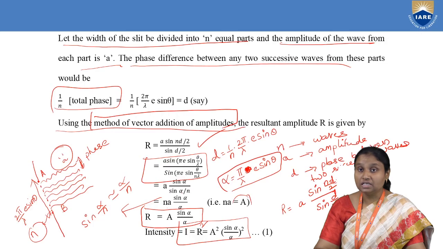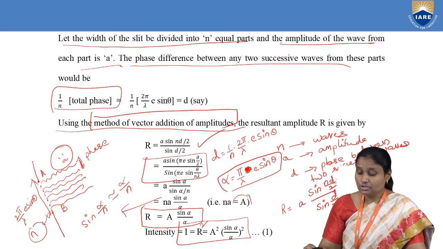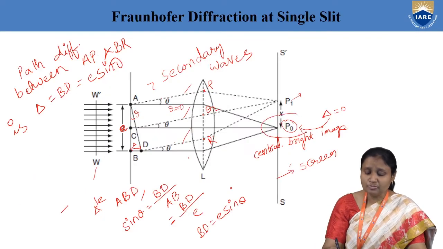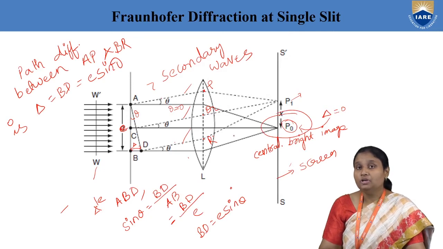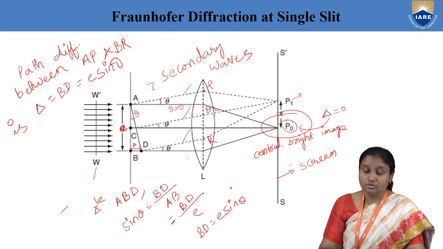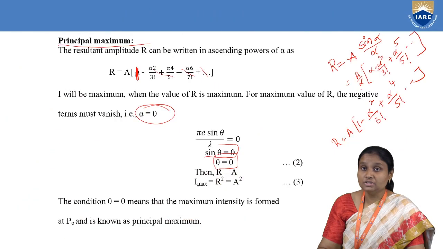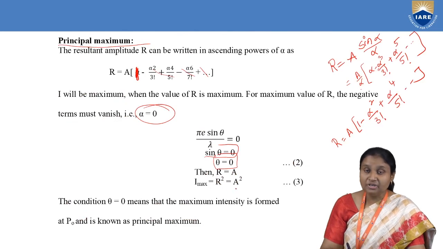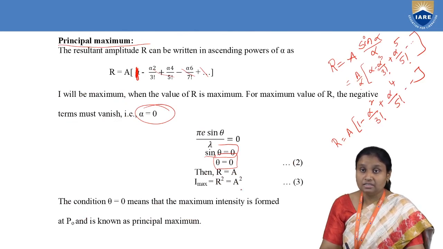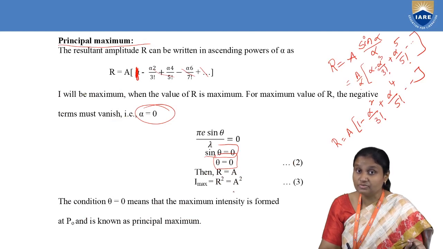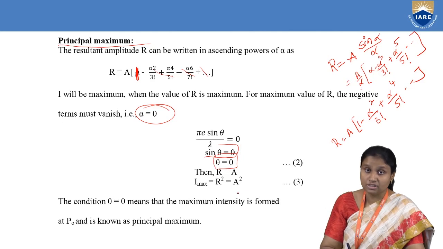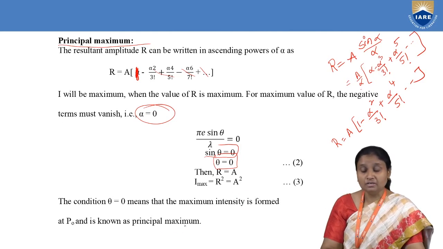What do we mean by theta equal to 0? I'm talking about the point P naught, where secondary waves are traveling exactly normal to the slit. So here you will have maximum intensity. And what is the maximum intensity? Maximum amplitude is given by A, and maximum intensity is given by A square. This maximum intensity at the center of the screen, which is point P naught, is formed by secondary waves which are traveling exactly normal to the slit, and this is known as the principal maximum.